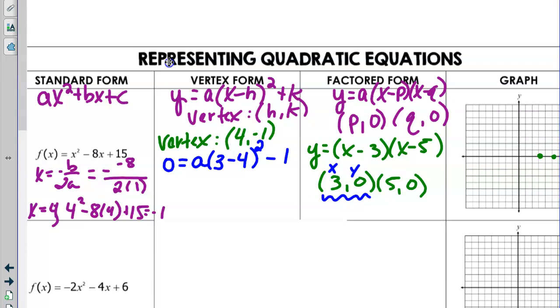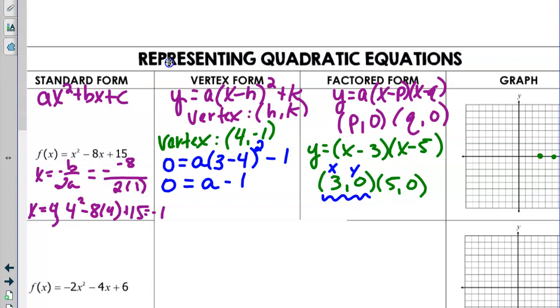So we're just solving for a. Exactly, and it's not going to be that hard. What is 3 minus 4 squared? 1, exactly, because 3 minus 4 is -1. When you square it, you get a +1. So now we have 0 equals, and I can just write a, because it's just 1a. So we solve this -1.